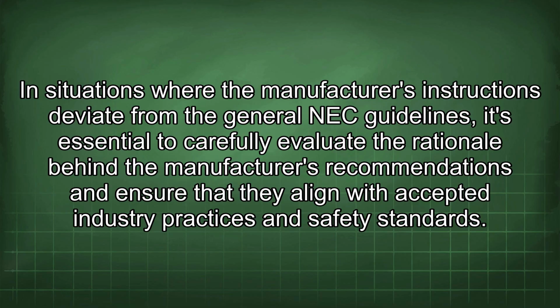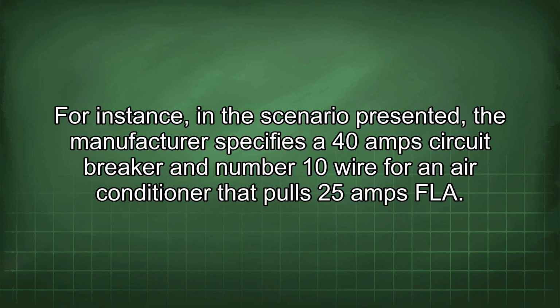In situations where the manufacturer's instructions deviate from the general NEC guidelines, it's essential to carefully evaluate the rationale behind the manufacturer's recommendations and ensure that they align with accepted industry practices and safety standards. For instance, in the scenario presented, the manufacturer specifies a 40 amp circuit breaker and number 10 wire for an air conditioner that pulls 25 amps FLA.